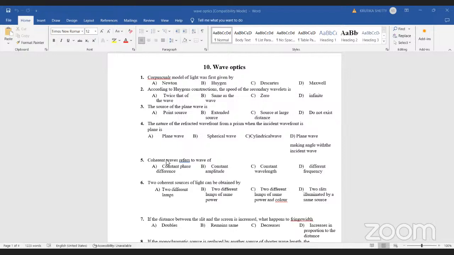Question number 5. Coherent waves refer to waves of constant phase, constant amplitude, constant wavelength, different frequency.